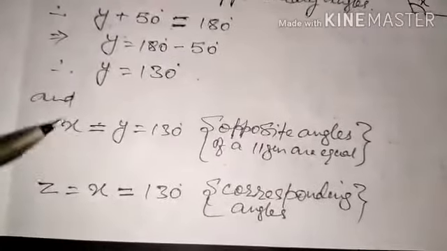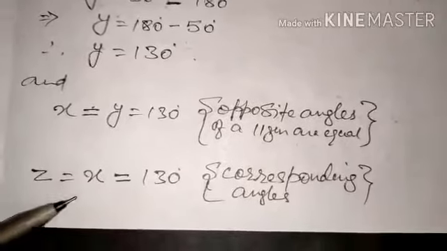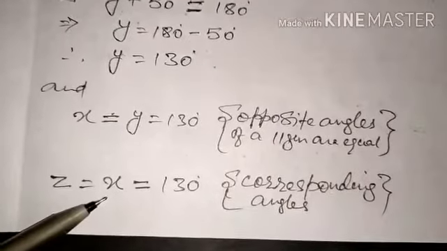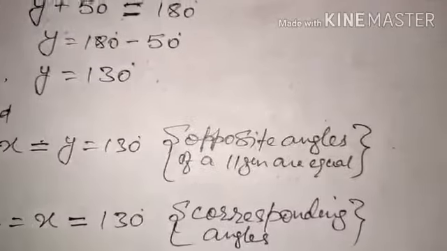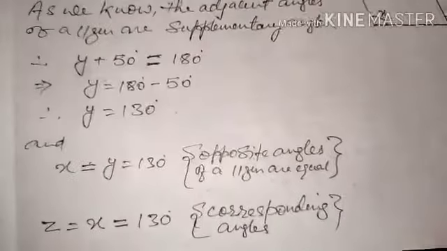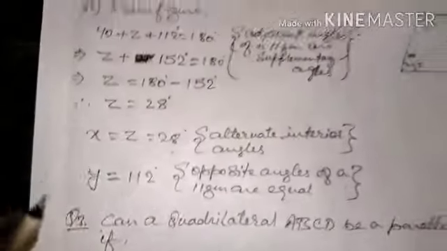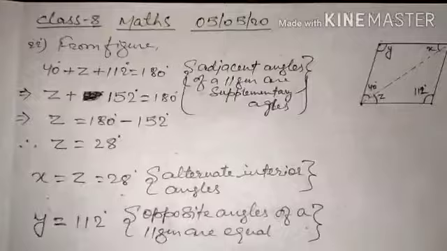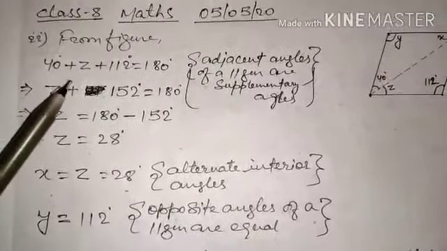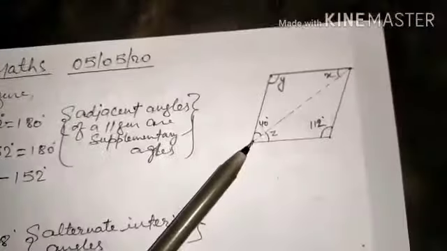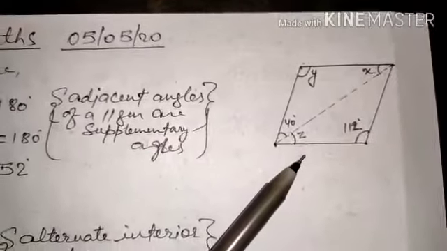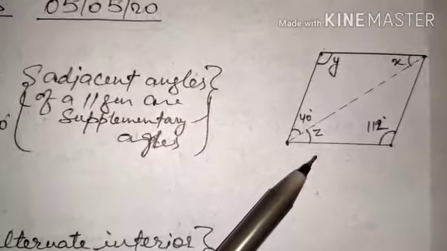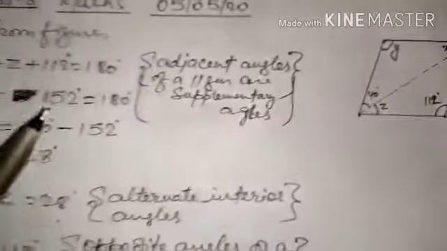As we had already found the value of x, 130 degrees, that's why I wrote over here z is equal to x is equal to 130 degrees, corresponding angles. I hope this is clear to you, and it's very easy, but you need to remember the properties. Now coming to another question, let us do it first. From the figure, again we have to find x, y and z. Three things again we have to find from this question. So let's move on.